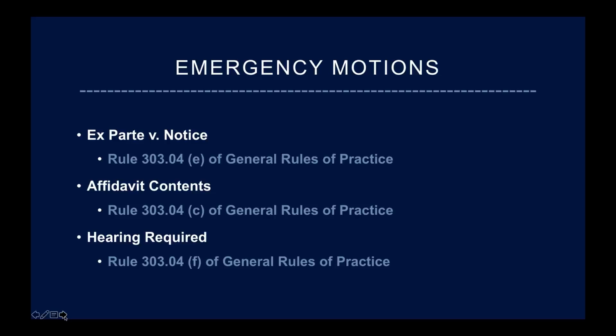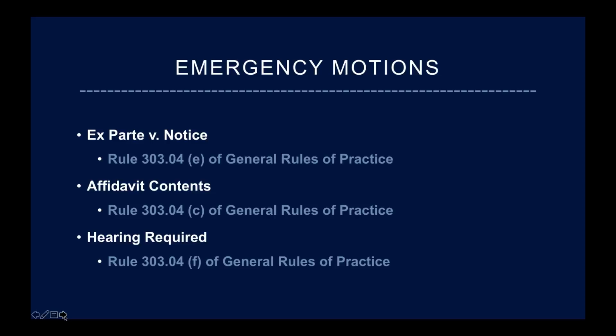The contents of the moving papers, there are some very specific things that the affidavit must talk about. It must talk about things like what relief is being requested, why is it an emergency, has it been requested before, if it has been requested before, in front of who, and things along those lines. So if you get these emergency motions, you'll want to look to Rule 303, and a fair percentage of them probably are not going to include everything that needs to be included in that affidavit.